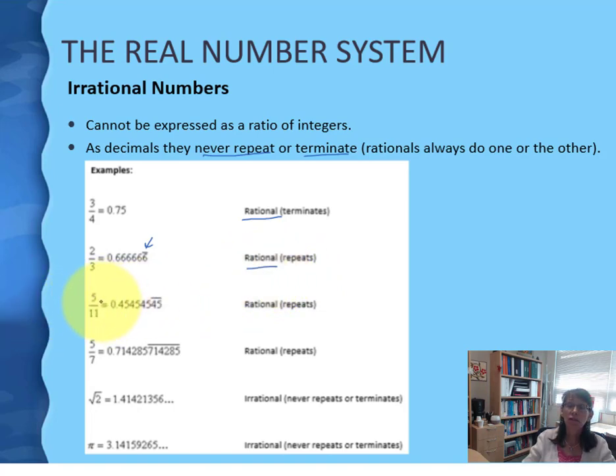Our next example is 5/11. If we take 5 and divide it by 11 on a calculator, you can see that several of the digits, 4 and 5, repeat. It's a repeated pattern.